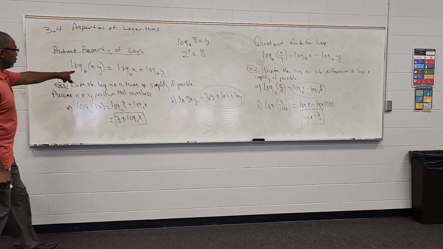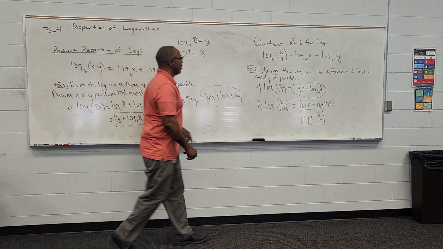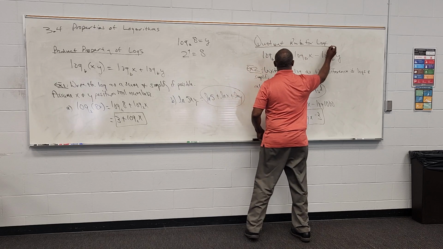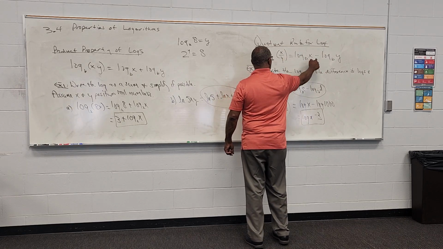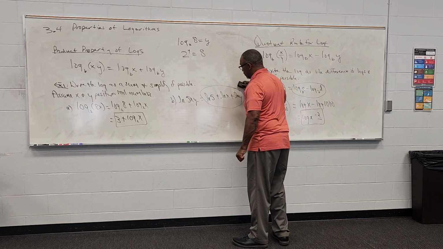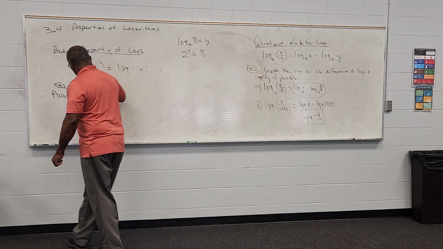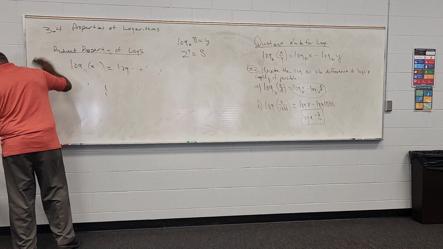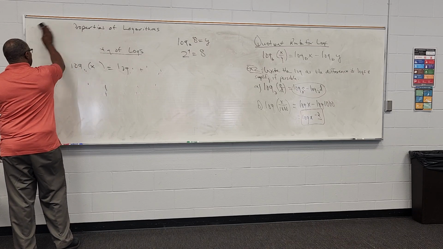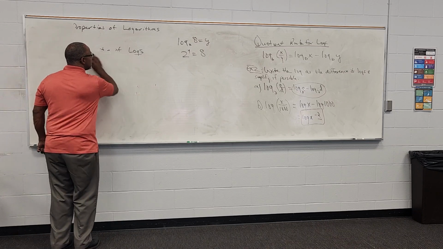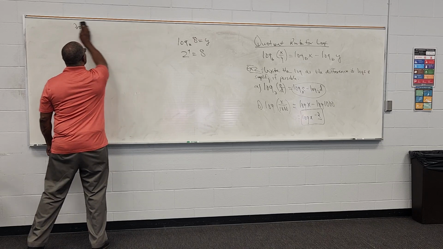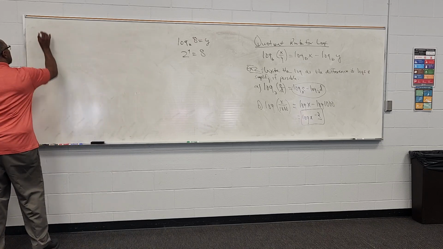So we've got the product rule, log of the product is the sum of the logs. We've got the quotient rule. Log of the quotient is the difference of the logs. Okay? Our next rule is called the power rule. The power rule for logs.